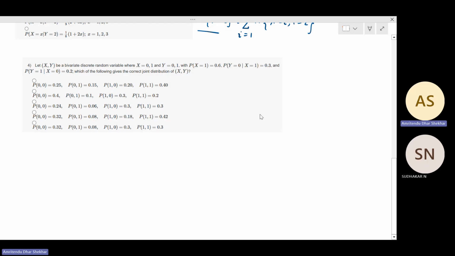Okay, so let's look at the fourth problem. Here we have a joint distribution of discrete random variables, where X and Y both take values in the set {0, 1}. We are given a bunch of data, and we have to recover the joint distribution of X and Y.